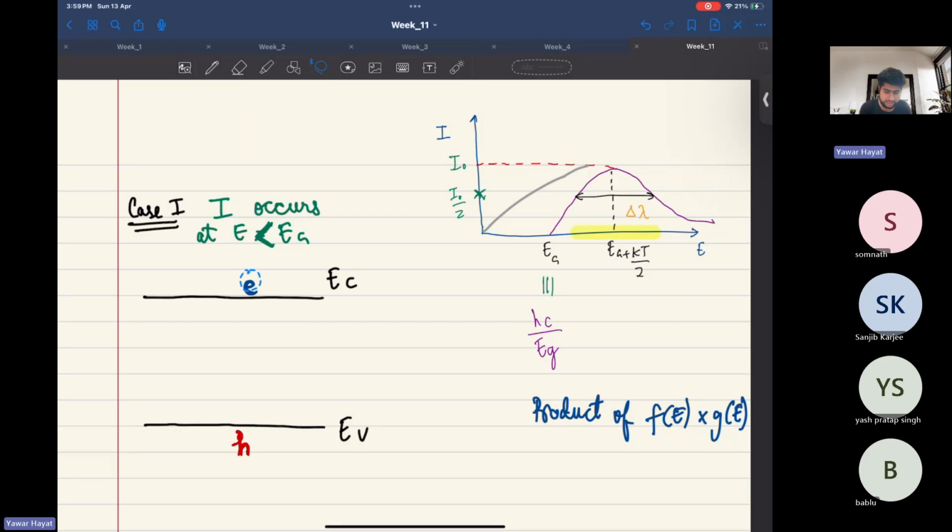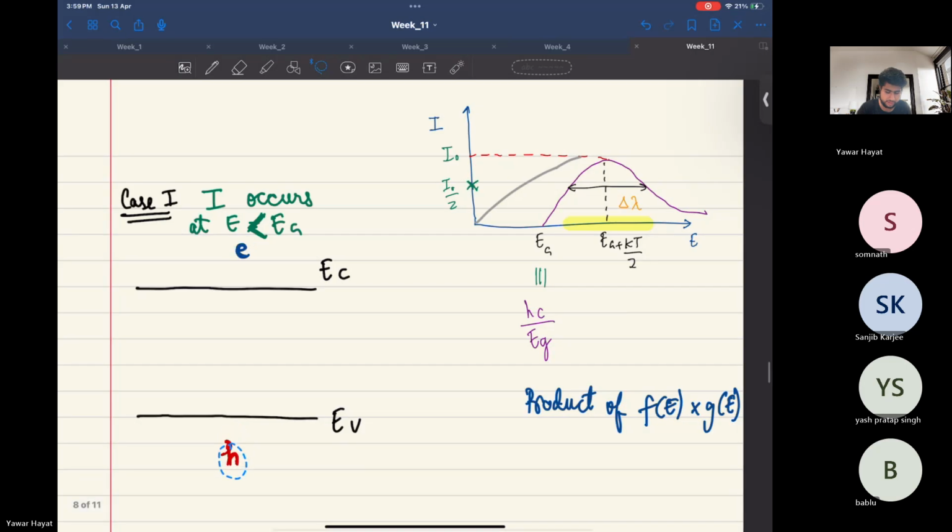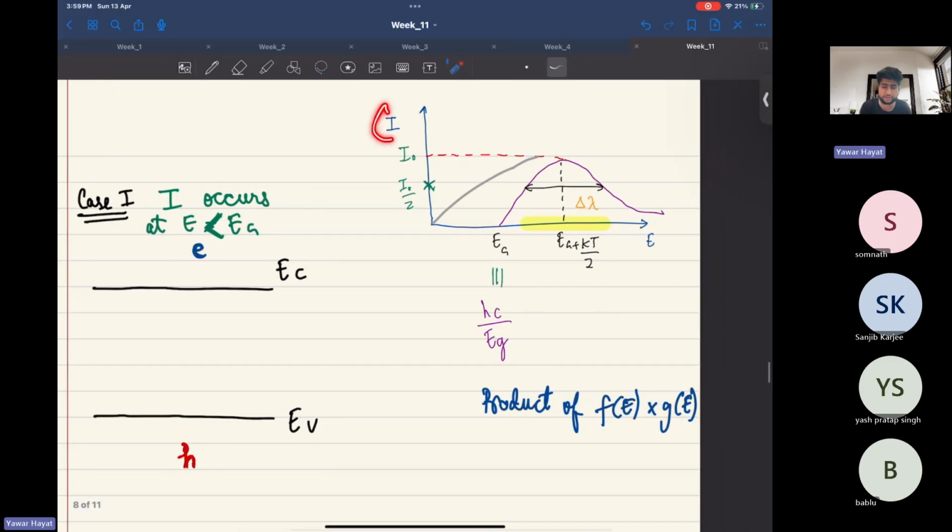The thing is, the distribution peaks out somewhere here. That is why you have a peak here. As you go from EG to the peak, as you take this, you'll have more of this, right? Because there are more electrons and more holes situated corresponding to here and here. Is this clear now? I tried my best.